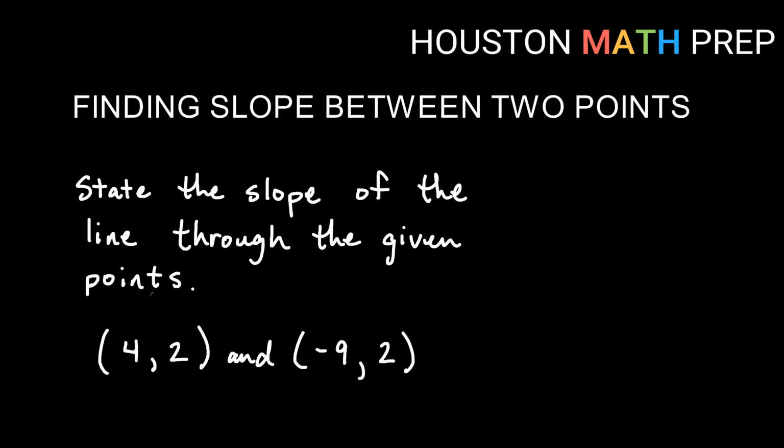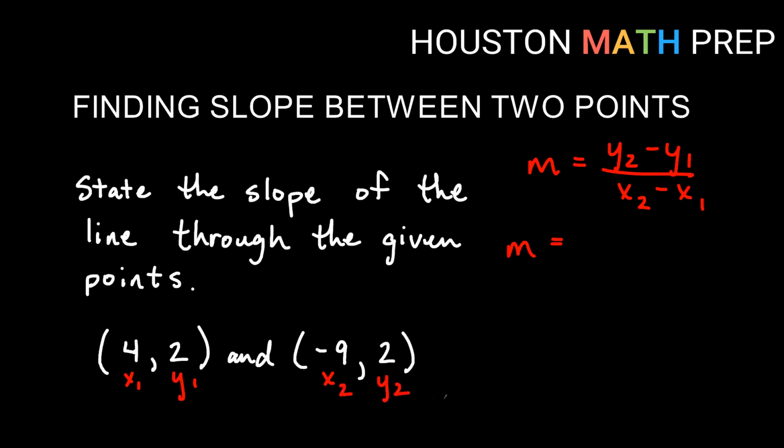All right, one here, so we're going through 4, 2 and negative 9, 2. So if I use my y2 minus y1 over x2 minus x1, then we can see, I'll go ahead and label x1, y1. You might not need to do this by this example, but we'll do it anyway here. If I do y2 minus y1, I get 2 minus 2 on the top. And on the bottom, x2 minus x1, I get negative 9 minus 4.